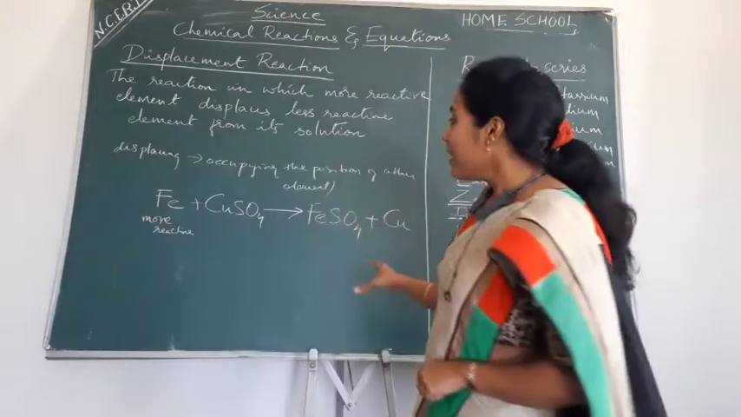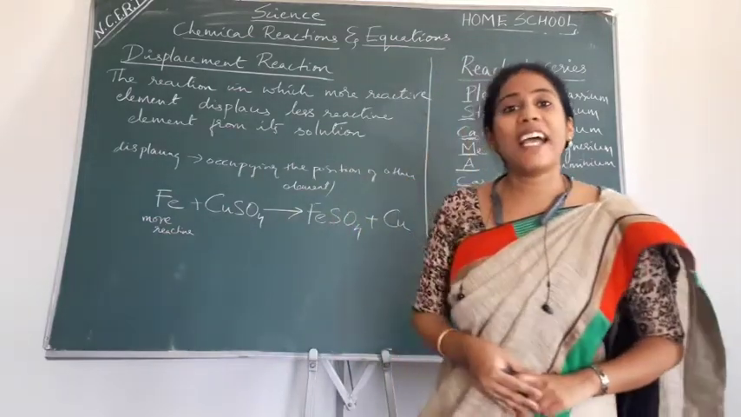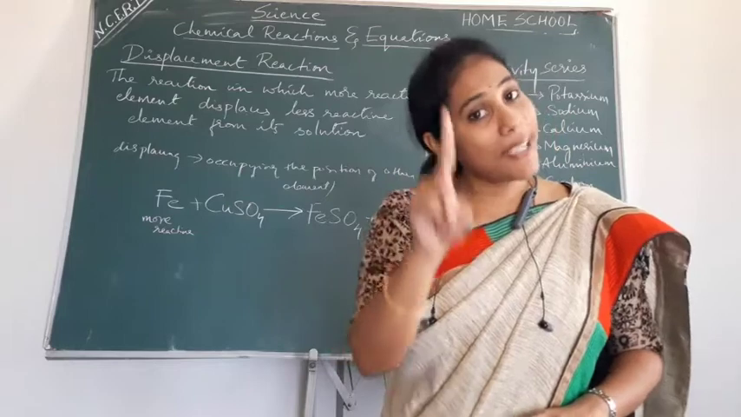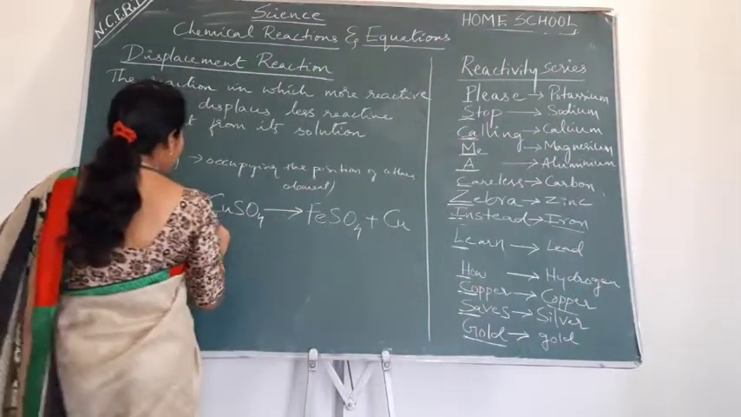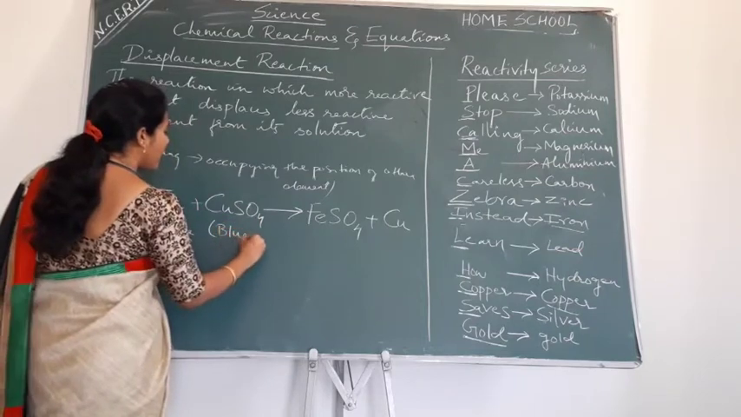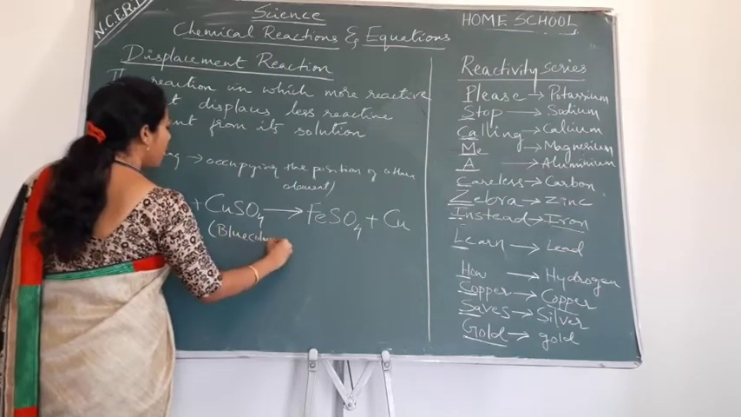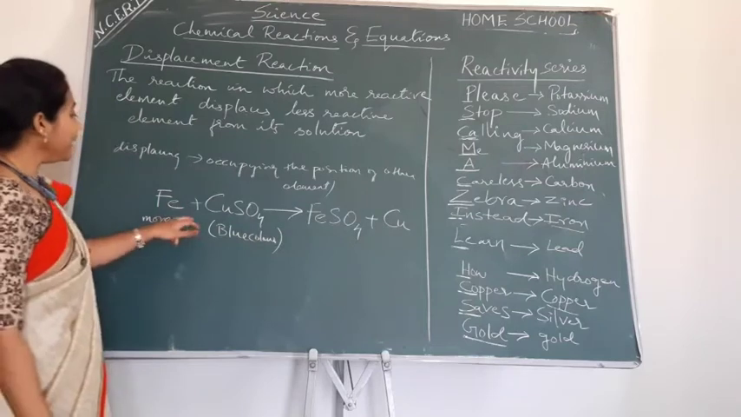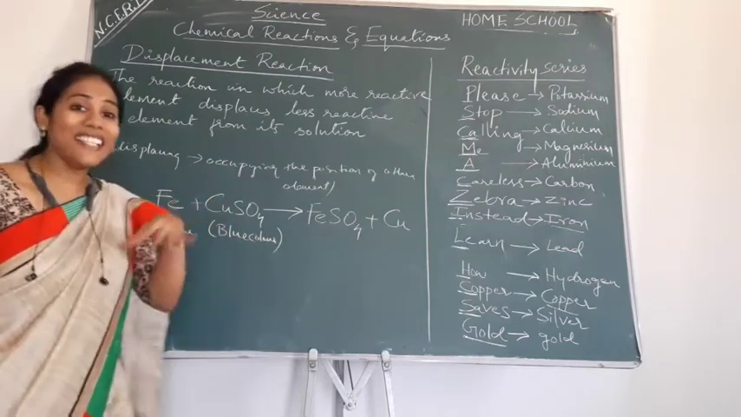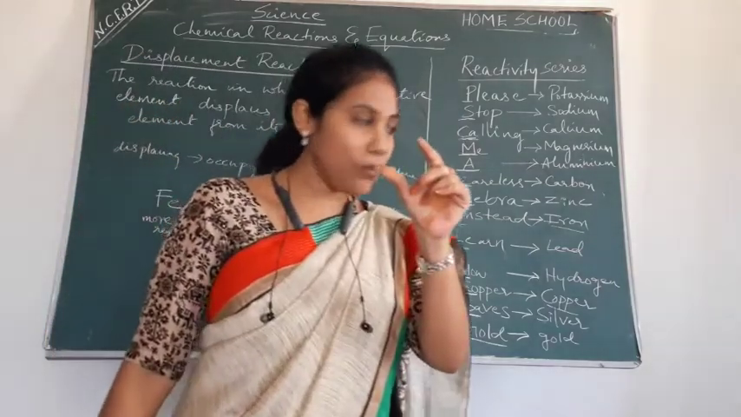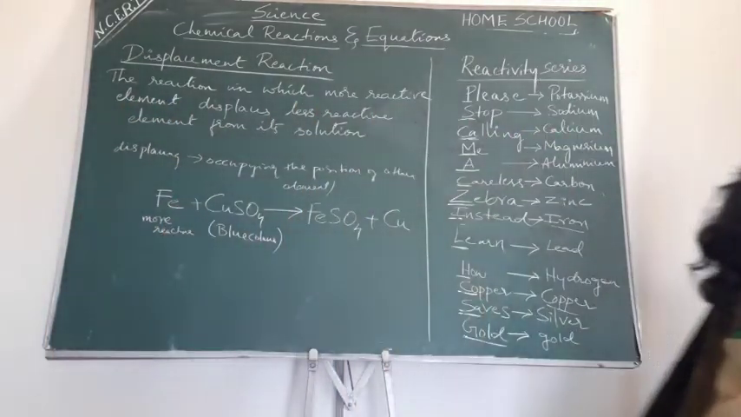Okay, this chemical reaction can be identified by a change in color. Usually copper sulfate is blue in color. In a copper sulfate solution, I will add iron nails. Nails you will get to know. I have got the experiment also.